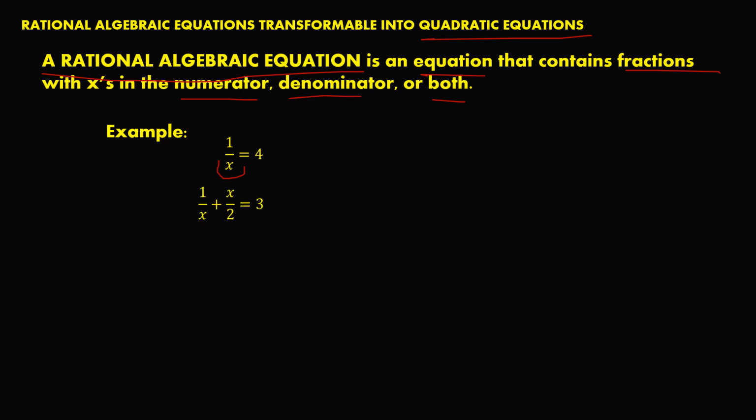Another example, 1 over x plus x over 2 equals 3. The variable x in the denominator here and the variable x in the numerator make this whole equation a rational algebraic equation. Or another, x minus 2 all over x equals 4 over x minus 3.